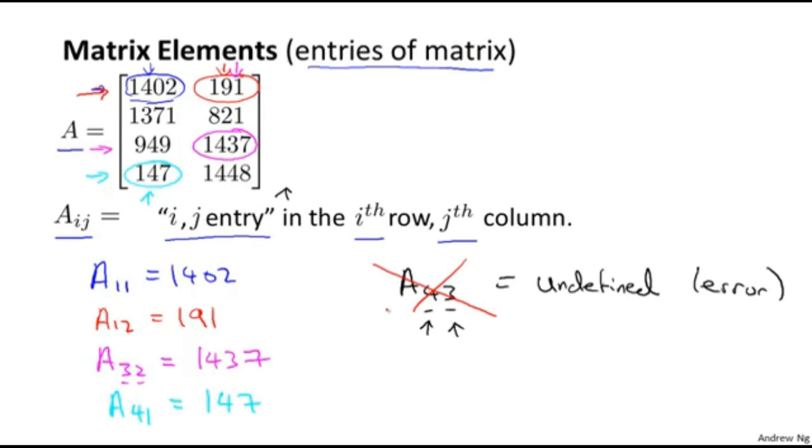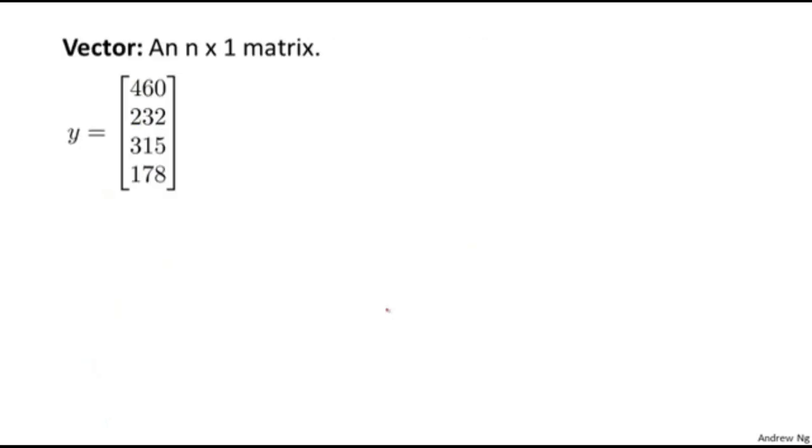Next, let's talk about what is a vector. A vector turns out to be a special case of a matrix. A vector is a matrix that has only one column. So if you have an n by 1 matrix, remember, n is the number of rows, and 1 here is the number of columns. So a matrix with just one column is what we call a vector.